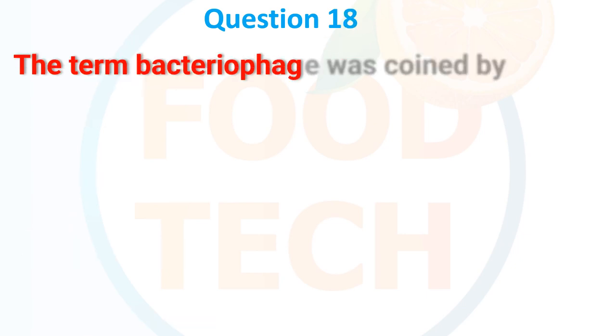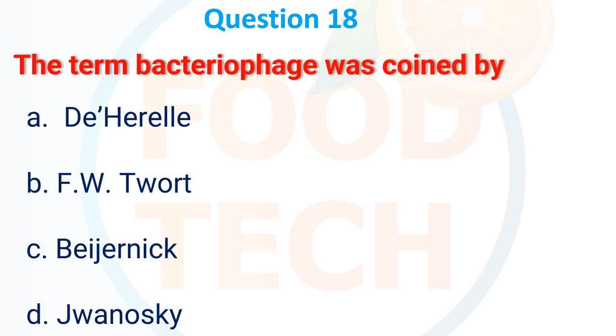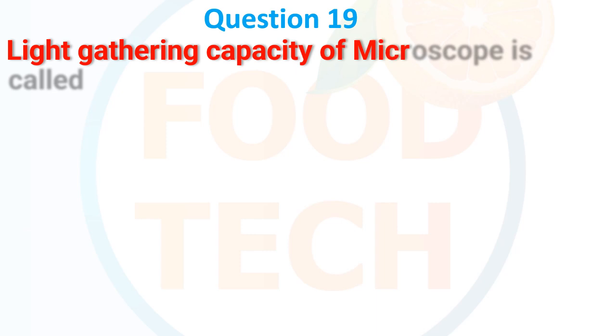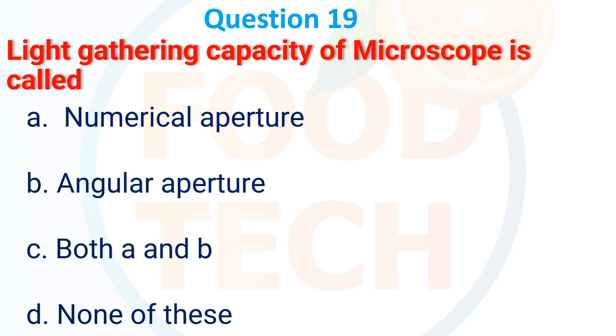The term bacteriophage was coined by A. D'Herelle, B. F. W. Twort, C. Metchnikoff, D. Winogradsky. The answer is A. The light gathering capacity of a microscope is called A. Numerical aperture, B. Angular aperture, C. Both A and B, D. None of these. The answer is A.